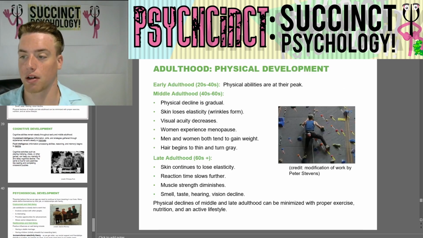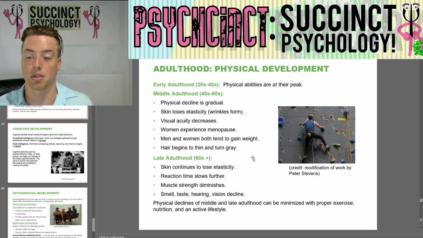So physical development. Early adulthood, 20s to 40s, physical abilities are at their peak. Middle adulthood, 40s to 60s, your physical decline is gradual, skin loses elasticity, which causes wrinkles, your visual acuity decreases, women experience menopause, men and women both tend to gain weight, and hair begins to turn gray. Now, late adulthood, 60s plus, skin continues to get wrinkly, reaction time slows further, muscle strength diminishes further, and smell, taste, hearing, and vision all decline.